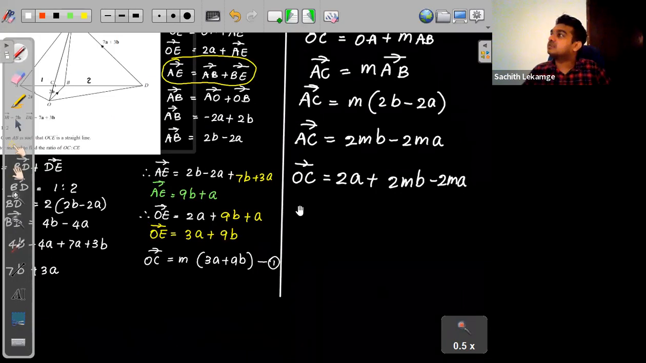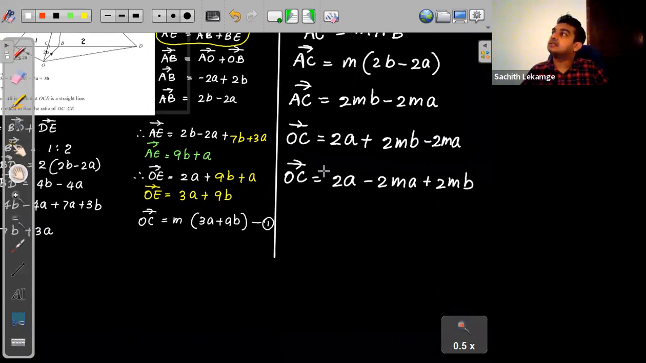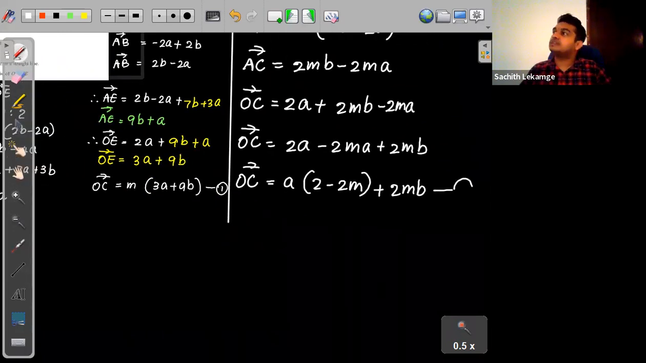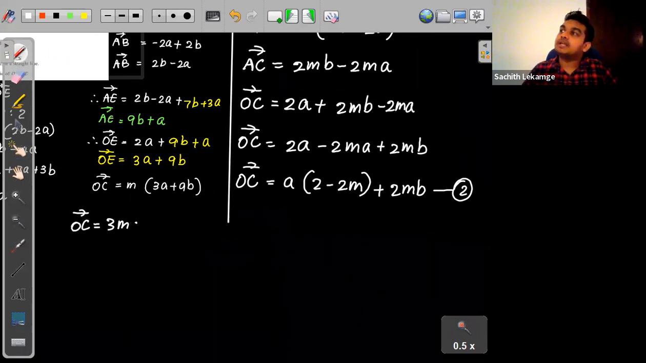Okay, this one you can write OC equal 2A minus 2mA plus 2mB. I'm writing it as OC equal, if I take A out, (2 minus 2m)A plus 2mB. This is equation 2. Right? This is equation 1. This one also I'll take m out and write it again. OC equal 3mA plus 9mB. Okay.